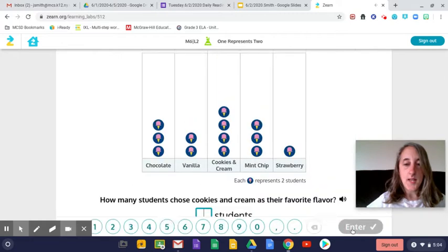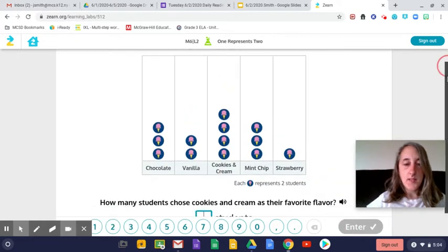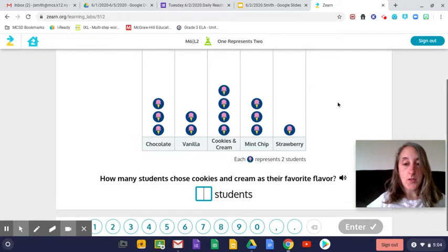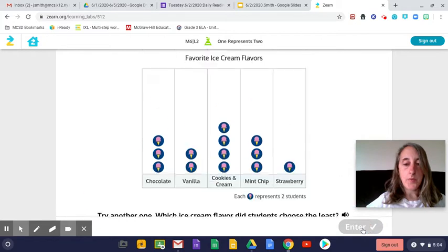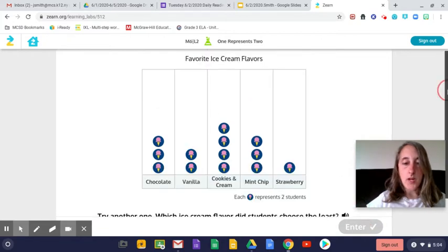So how many students chose cookies and cream as their favorite? So find cookies and cream. There's 1, 2, 3, 4 cones. Each cone represents 2 students. So you could say 4 times 2 equals what? Or you could count by 2s. 2, 4, 6, 8. Let's see if I got it right this time. Yay! Woohoo!